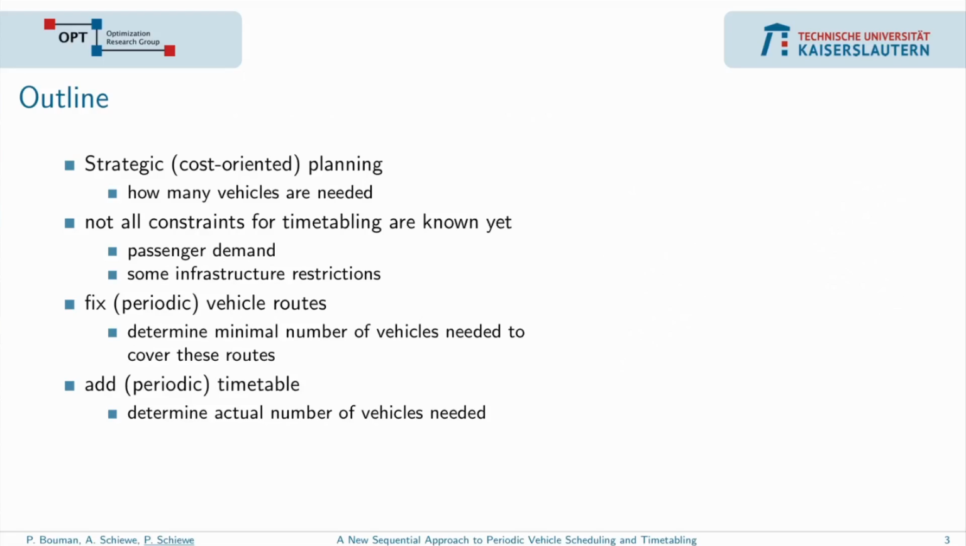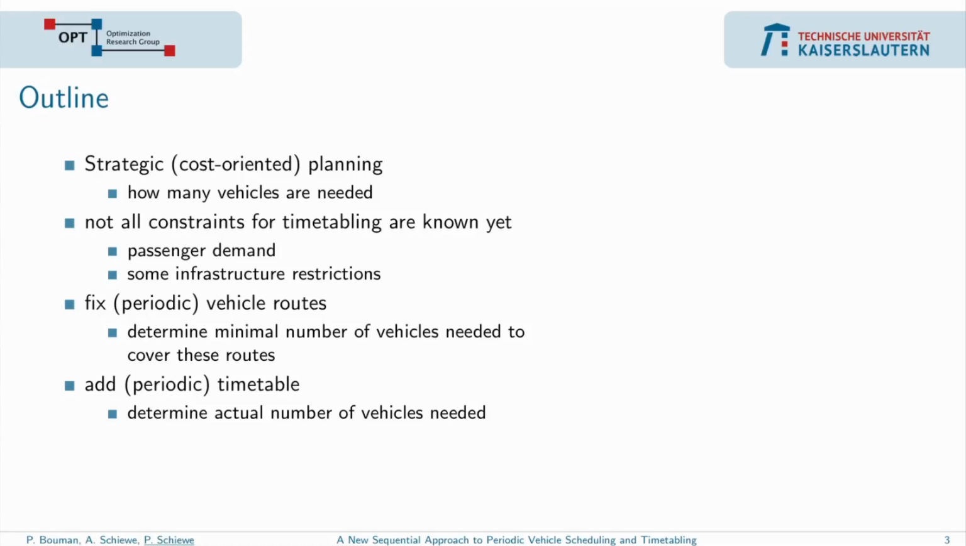However, the in-between step of timetabling is more of a tactical problem, and in the strategic phase, not all of the constraints are known, especially the passenger demand, but also some infrastructure restrictions might only be known later on. We are therefore fixing periodic vehicle routes, and for these vehicle routes, we are now determining the minimal number of vehicles needed to cover these routes.